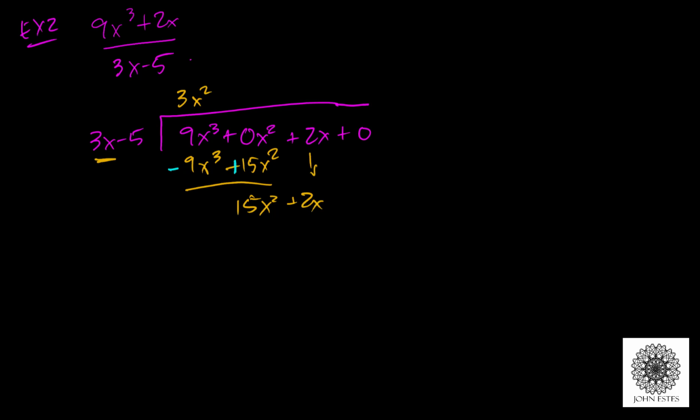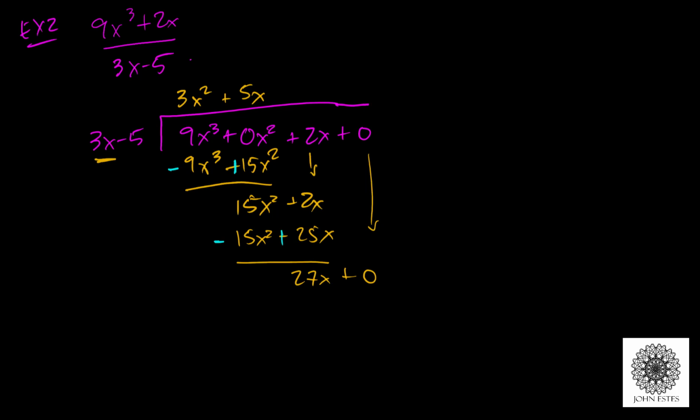Okay, so now I need to think, what times 3x gives me 15x squared? How about a 5x? All right, so now I multiply everything here by a 5x. I get a 15x squared minus 25x. Okay, now don't forget I'm subtracting. So I changed my signs, and now I have 0x squared and a 27x, and then I bring down a plus 0, and we'll do this again.